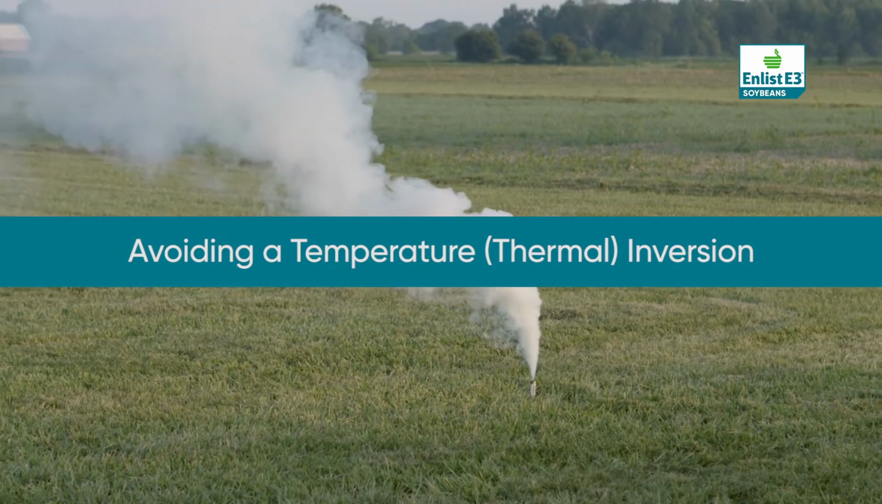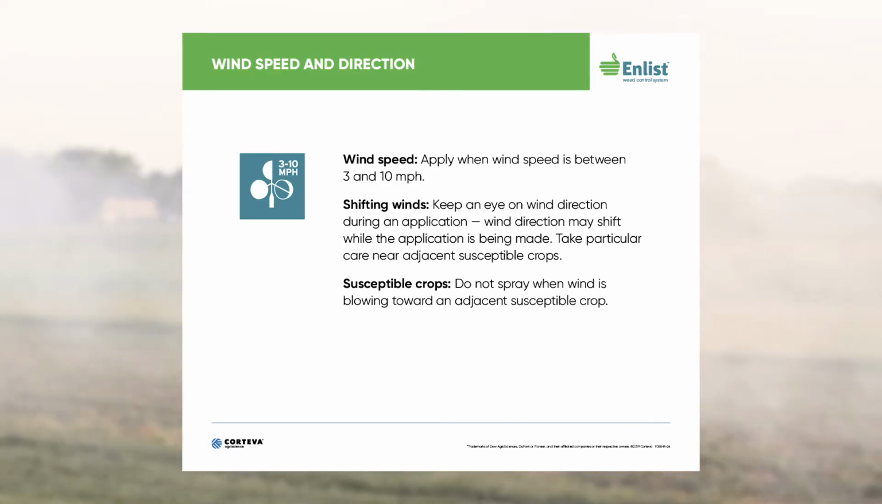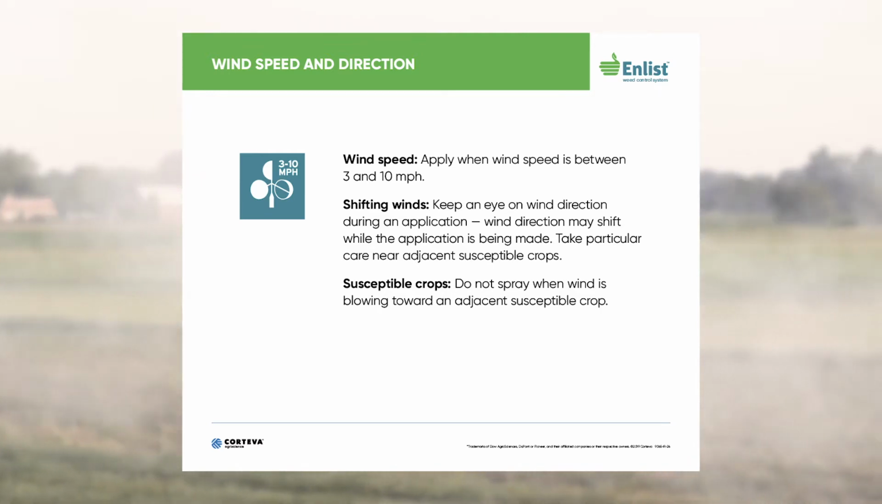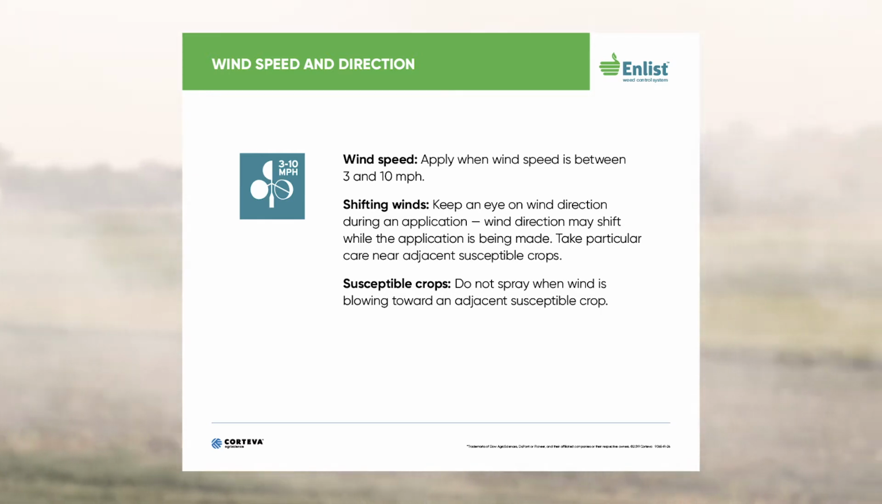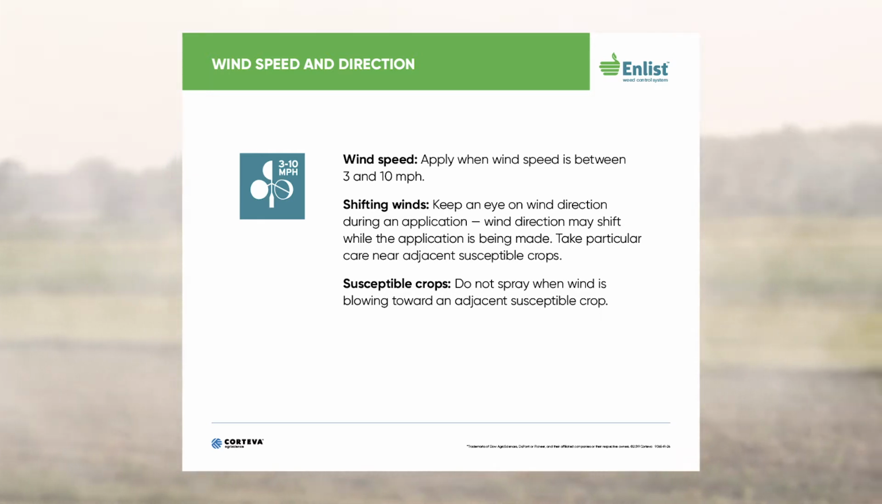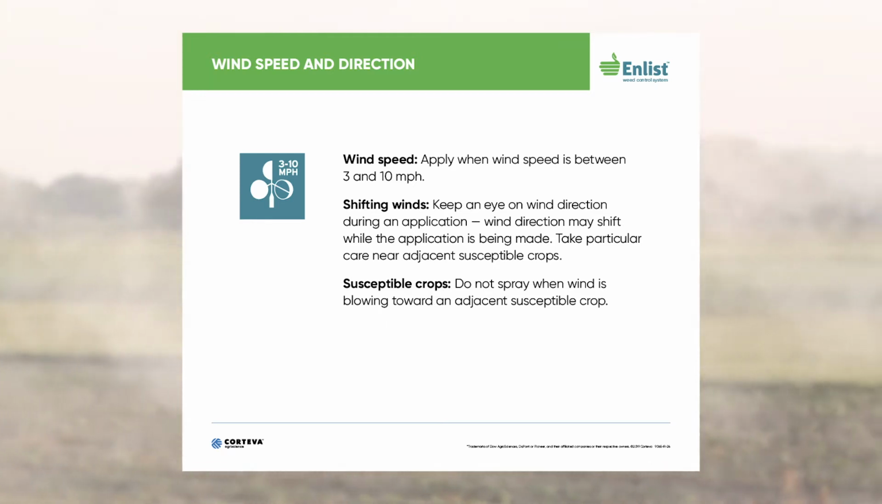Let's address the issue of when to spray, and more importantly, probably when not to spray. If you look at the label for Enlist 1 and Enlist Duo, it actually restricts spraying to wind speeds between 3 miles an hour and 10 miles an hour.